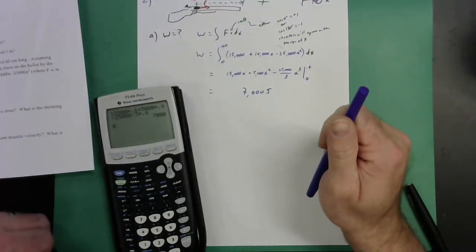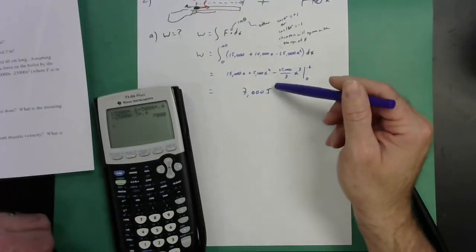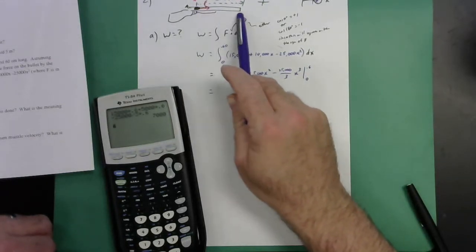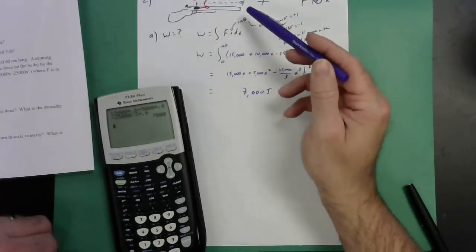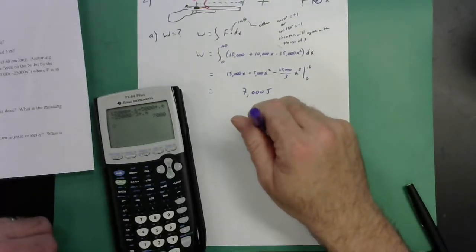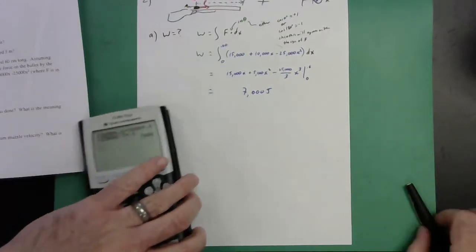Okay, so that was the work done on the bullet by this force as it goes down the barrel. All right, so we did 7,000 joules of work, which means if this thing started at rest, it gained 7,000 joules of energy. That's the energy in that flying bullet that's heading towards the target. All right, moving on. Let's go to part B.